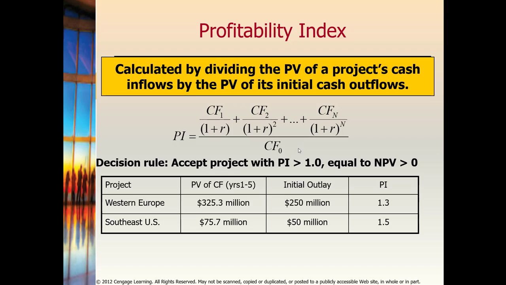Okay, so we're using the same proposals for the global wireless. And we can find for the Western European project, the PI is 1.3. So you should accept this project. And for the Southeastern project, the PI is 1.5. So both projects you can accept. So let's look at the Excel template.